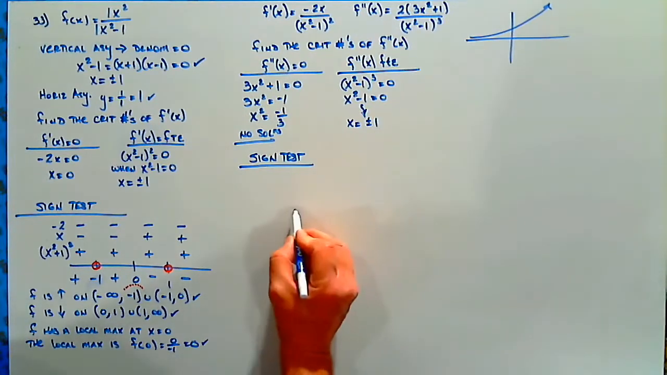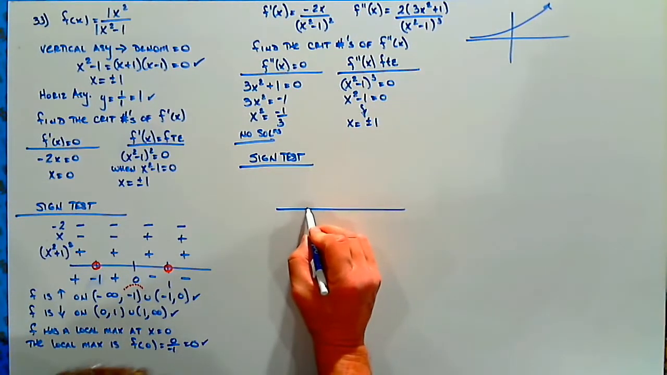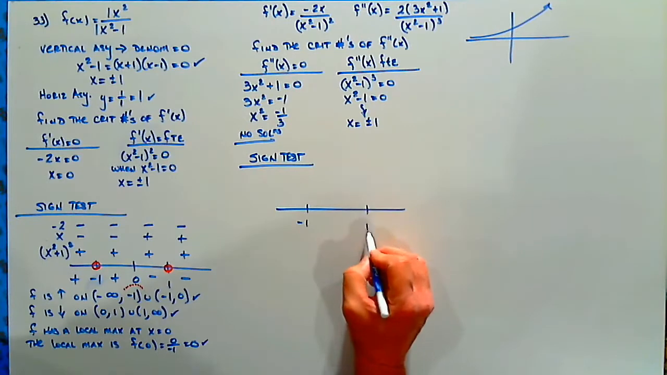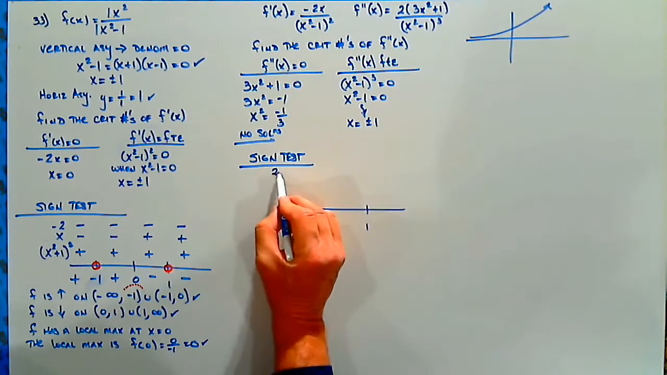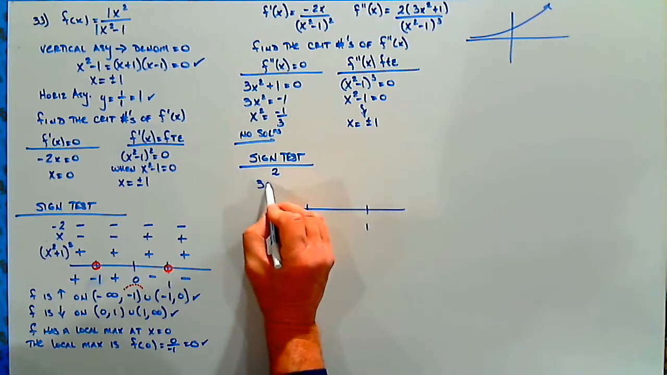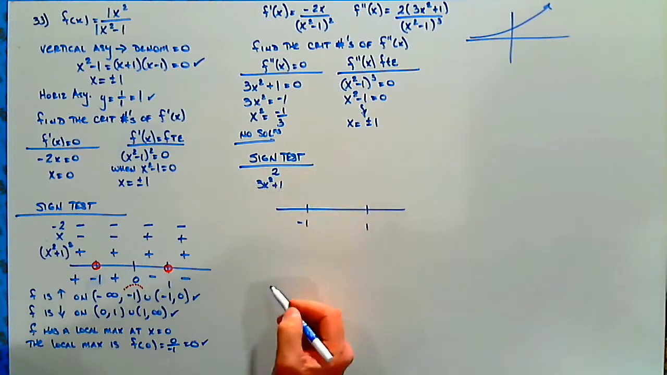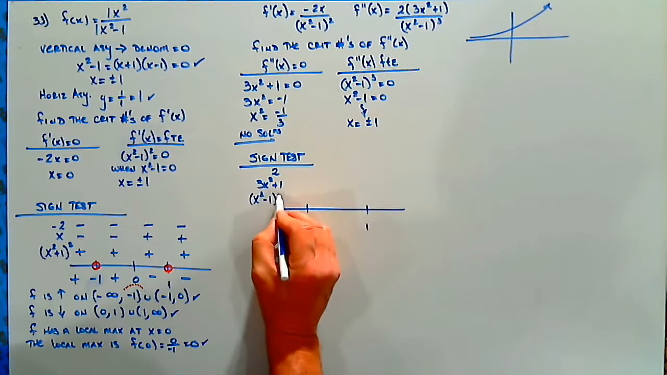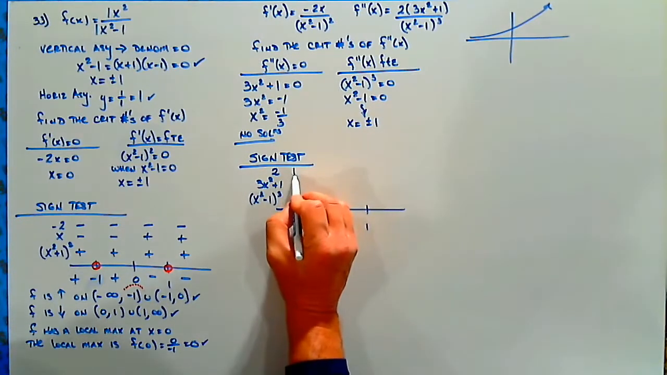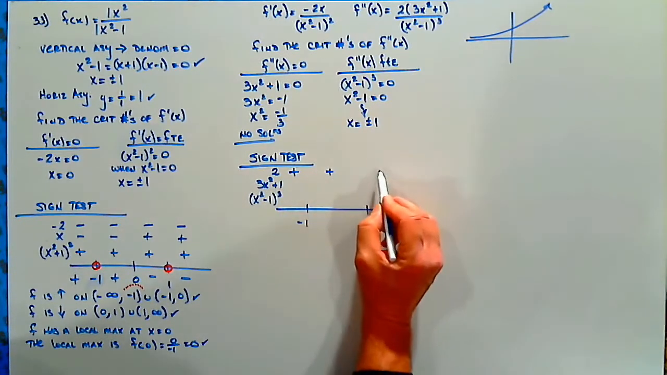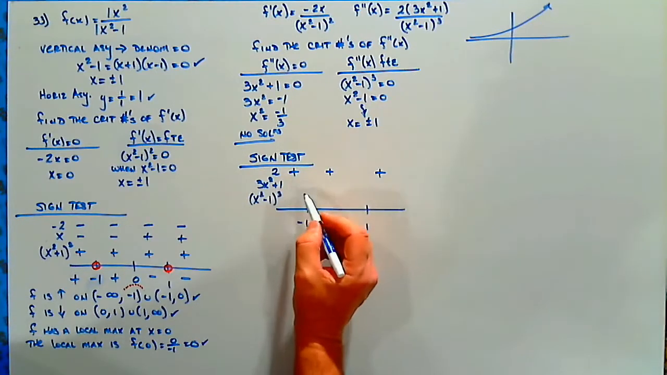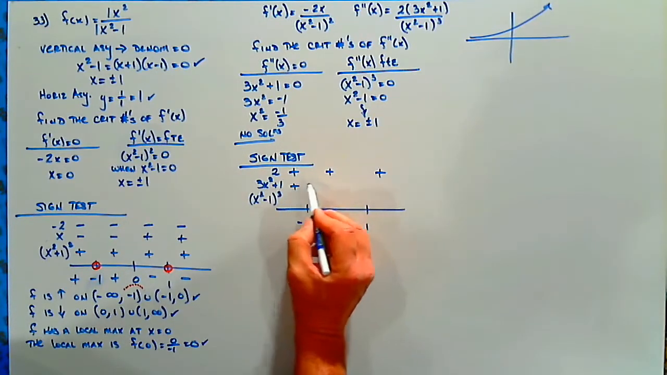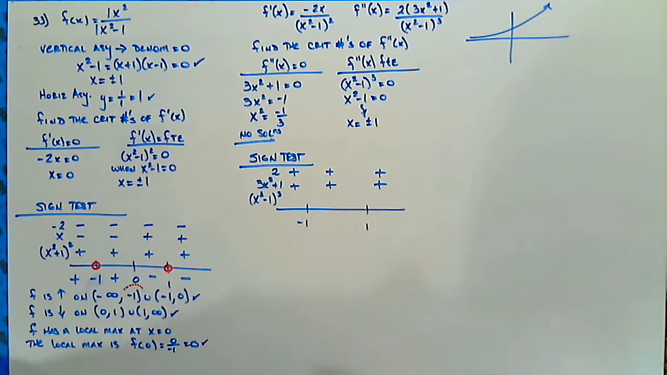So, sign test. Well, where do we go? We have our critical numbers. We plot those. We put -1 here, put +1 here. We have to write all our factors down. Now, our factors are 2, 3x squared plus 1, and x squared minus 1 cubed. 2 is always positive, so that's going to be plus, plus, and plus. We decided 3x squared plus 1 is always positive. What about x squared minus 1 cubed?